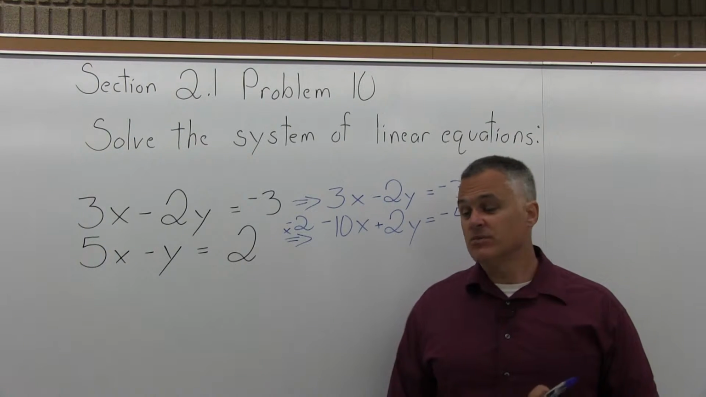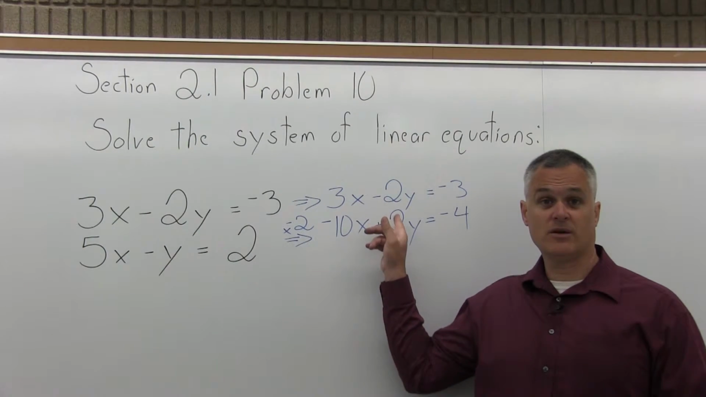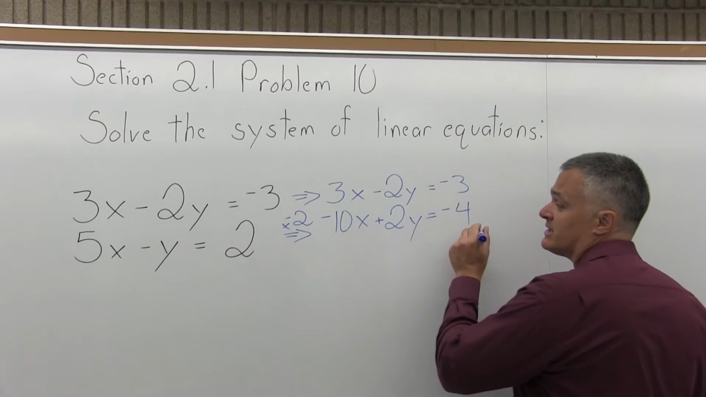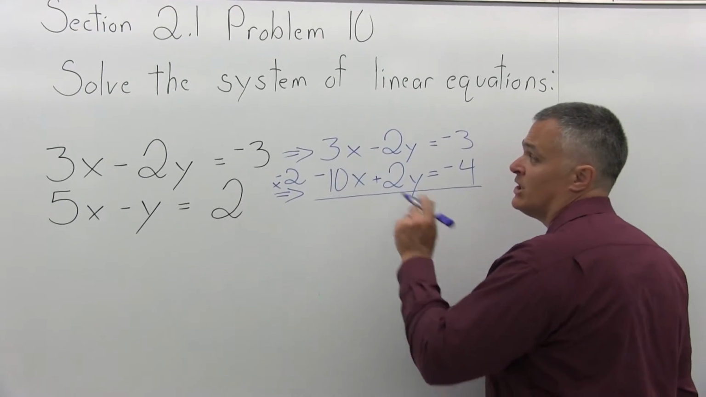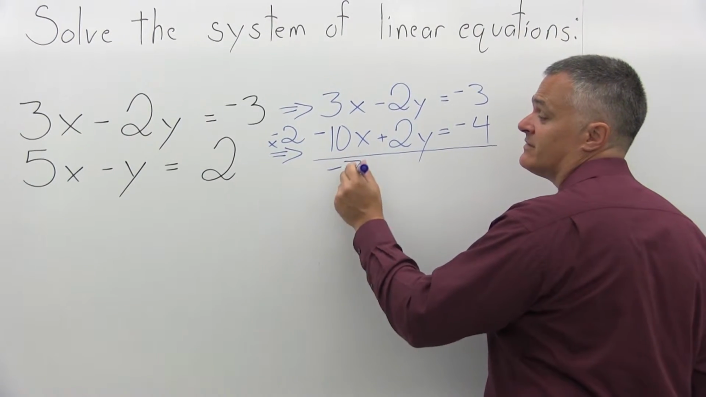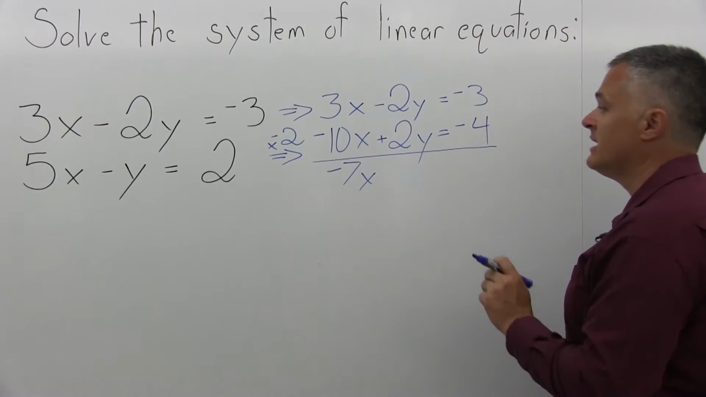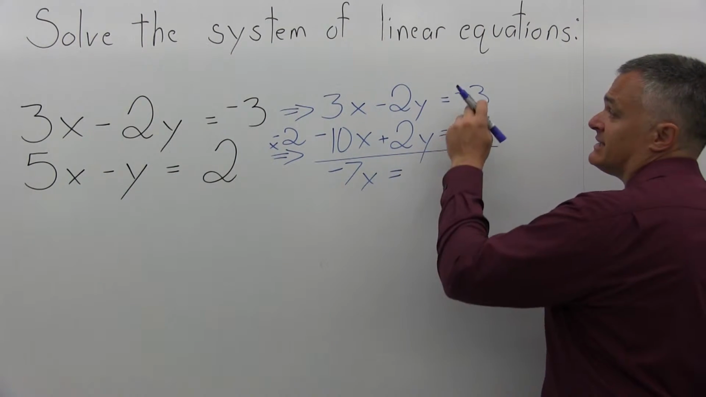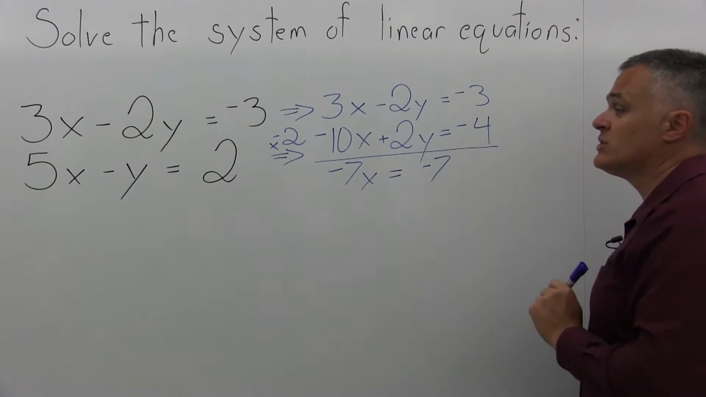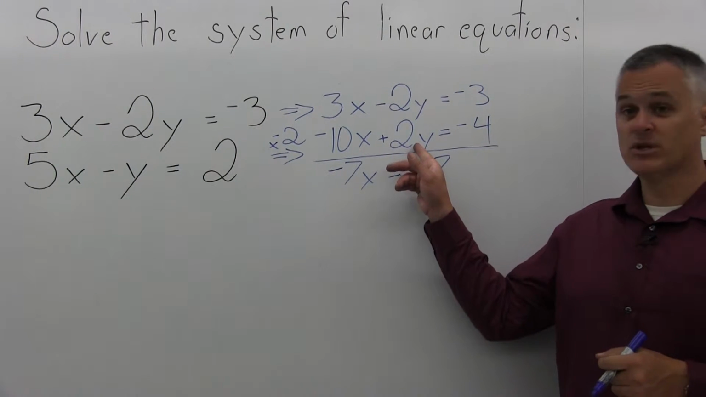So now step 1 is complete. One of my variables has the same number in front but with opposite signs: I have a negative 2y and a positive 2y. Step 2 is add the equations together in order to cancel one of the variables. 3x and negative 10x make negative 7x. The negative 2y and positive 2y cancel. On the right side of the equal signs, negative 3 and negative 4 is negative 7. So I added the equations together and canceled one of the variables, namely the y.